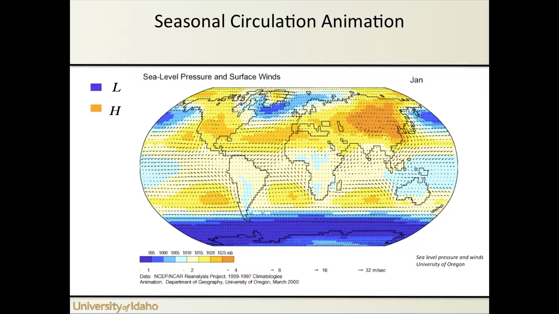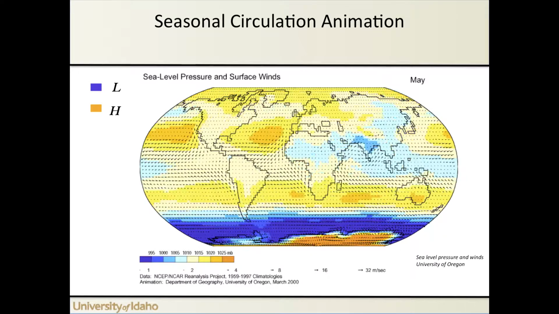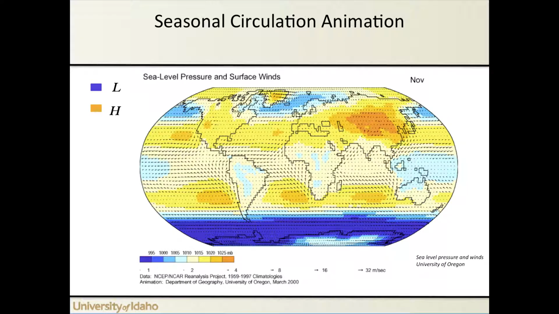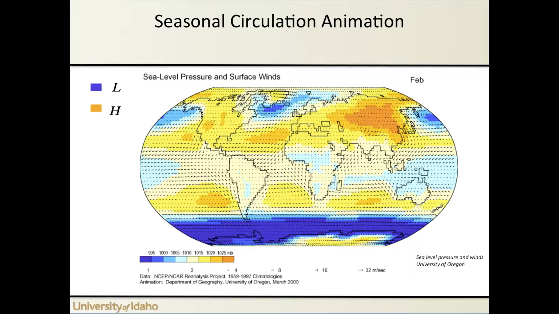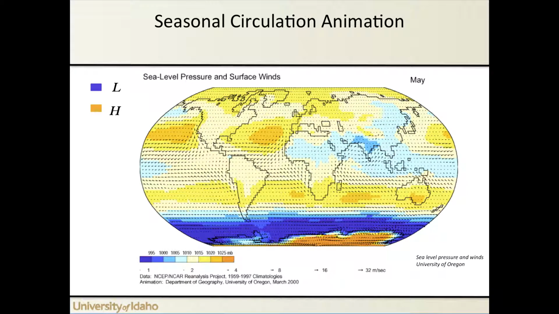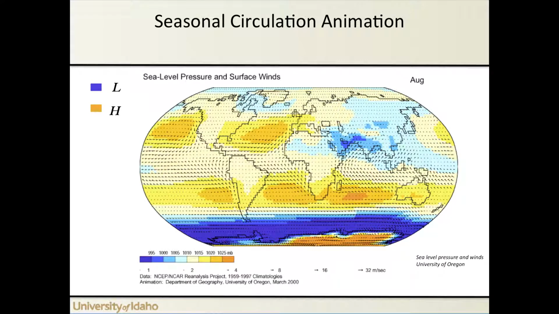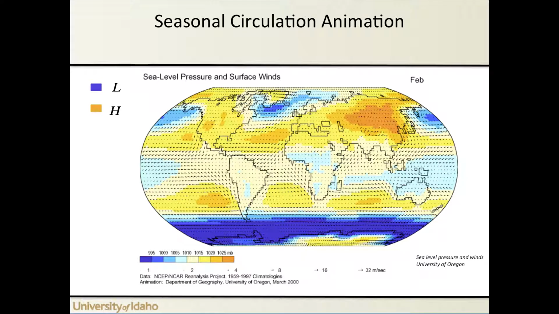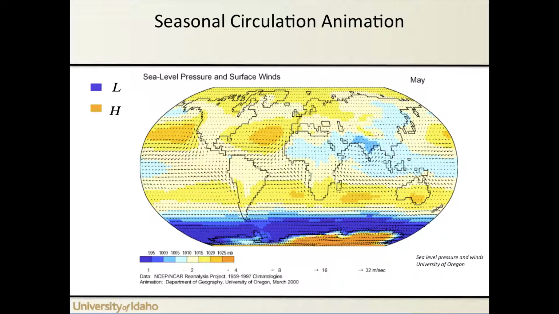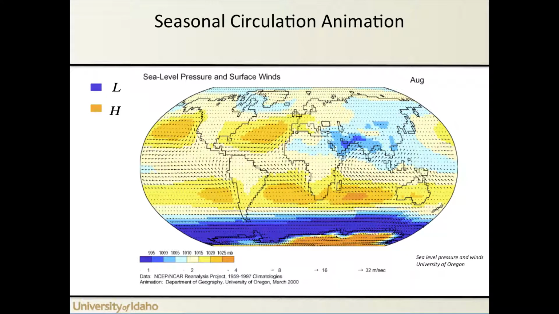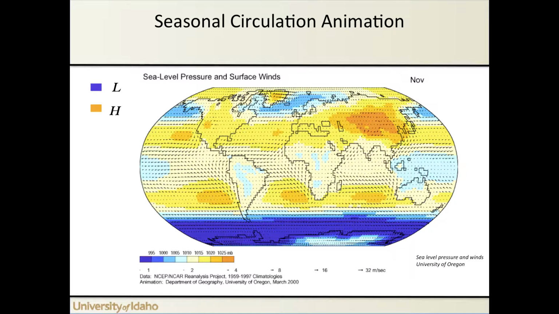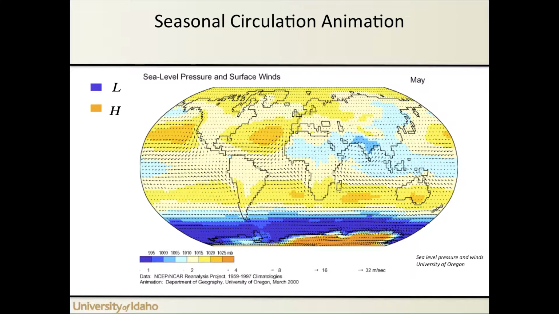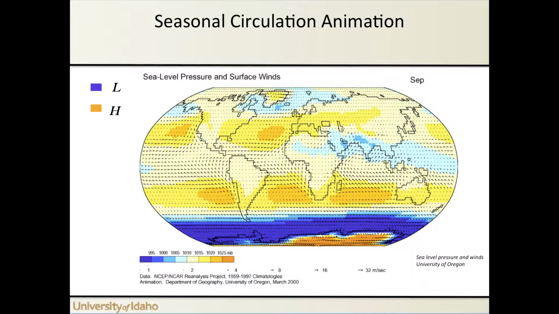There are two things that are plotted. One, in color, shows the sea level pressure. The blue colors indicate regions of low sea level pressure. The oranges show regions of high sea level pressure. And if you look close enough, you also see vectors, and those are the wind vector components, the surface wind speed. This is not a simulation, it's just an animation for the 12 months of the year. And so we can see a number of features that we talked about last time.